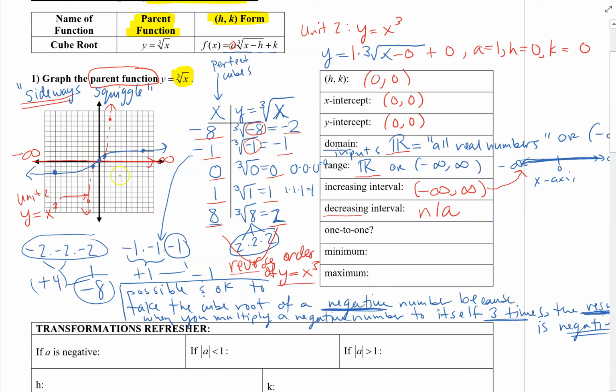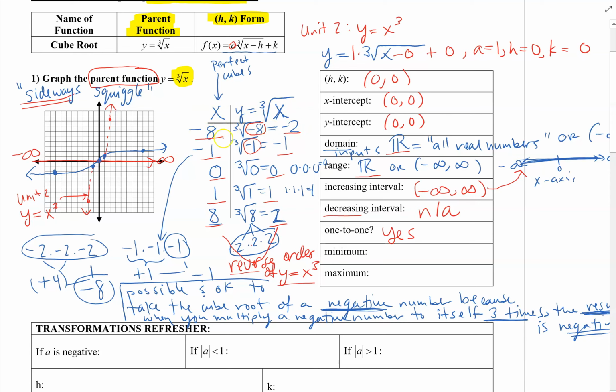We'd have to have some sort of reflection over the x-axis to make it decrease. So for the parent function, it's only ever increasing. Now, is it one-to-one? Yes. What does it mean to be one-to-one? It means that for every x value, you only have one y, and vice versa.